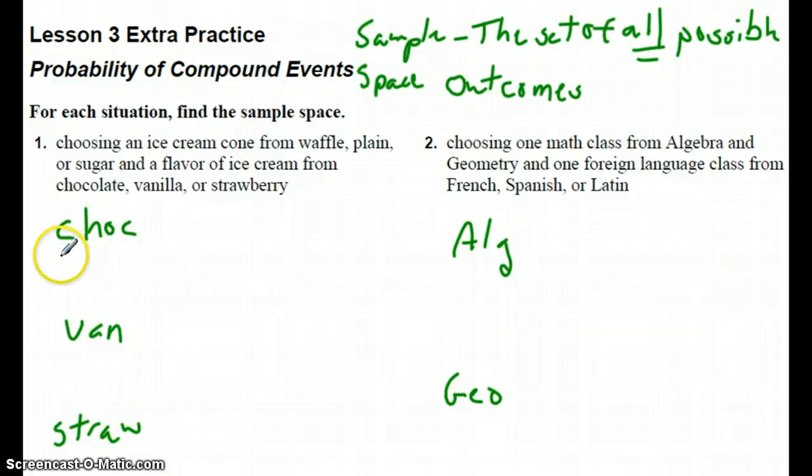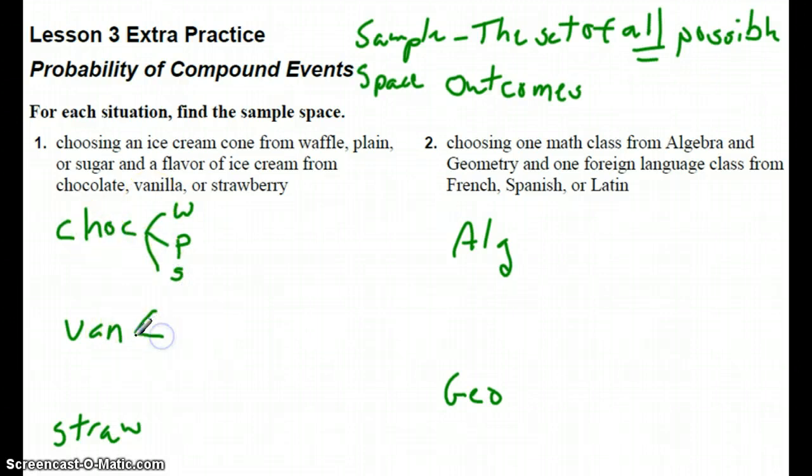So the first thing we do is we're going to separate chocolate, vanilla, and strawberry. So we're going to have three branches on this, and in one branch we're going to have waffle. I'll just put W. Another branch we're going to have plain, and on the third branch we're going to have sugar. And those are our choices for chocolate.